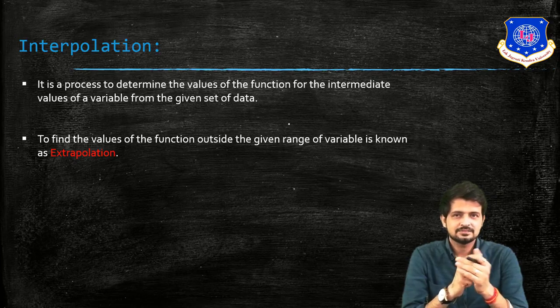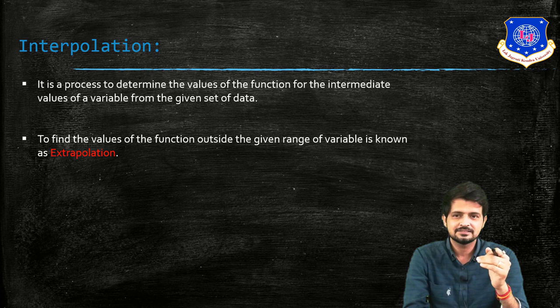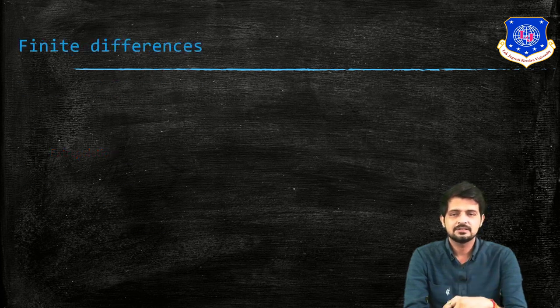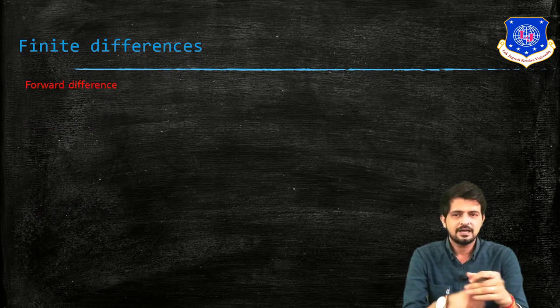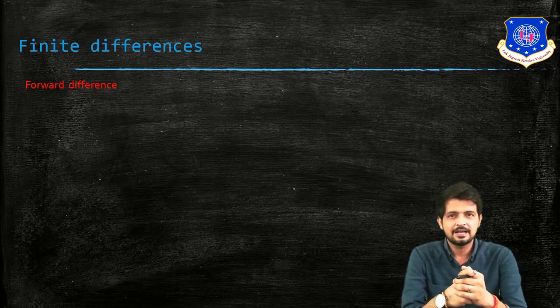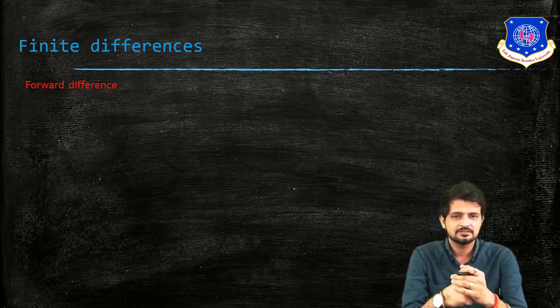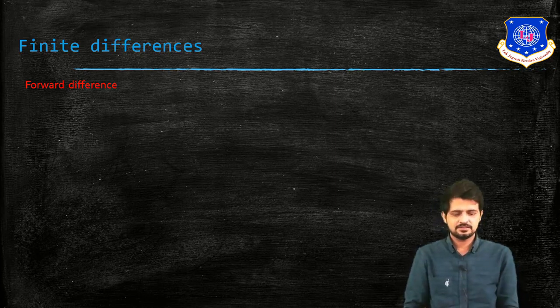See, but it is not in our syllabus, we have to study interpolation. To understand interpolation, one concept is very much important, and that concept is finite differences. Let us start that. There are basically 3 types of finite differences: forward difference, backward difference, and central difference. But to understand this, let us consider a function.